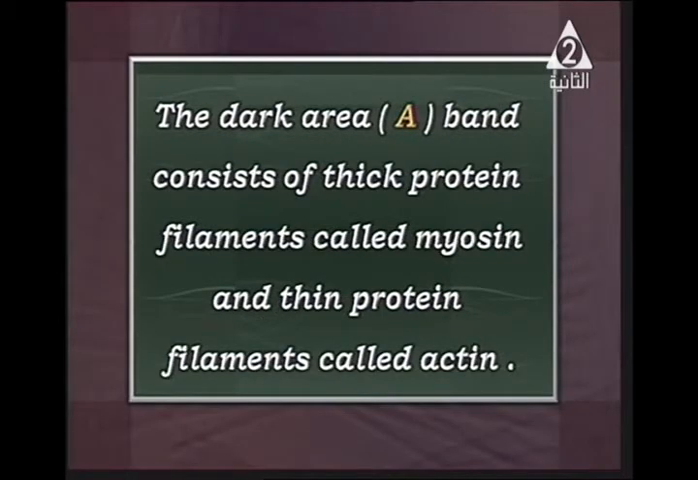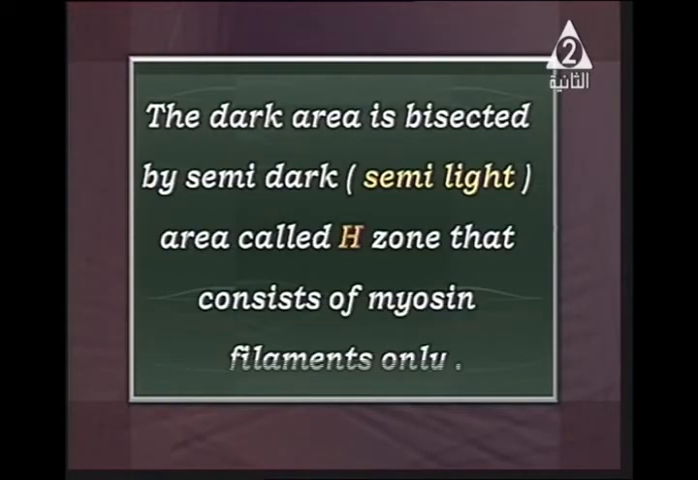The dark area is called the A band. It consists of a thick protein filament, which is named myosin. Well, the dark area is bisected by a semi-dark or semi-light area called the H zone, that consists of myosin filament only.